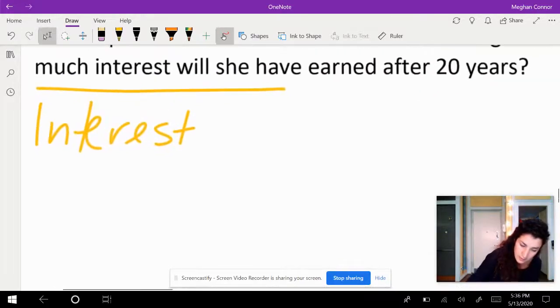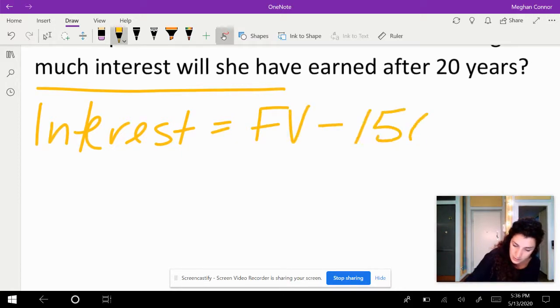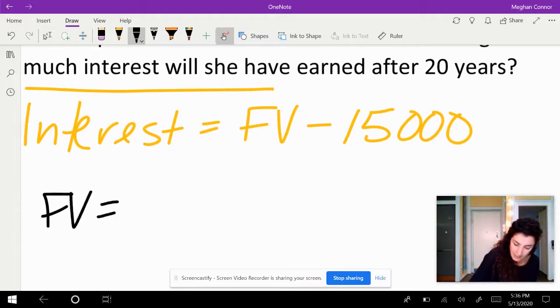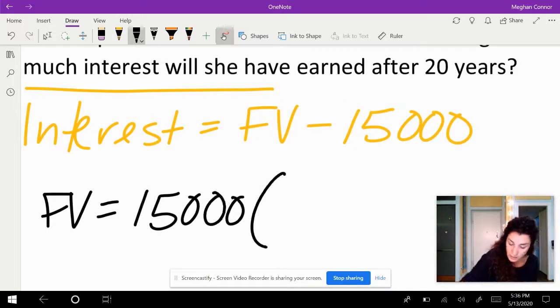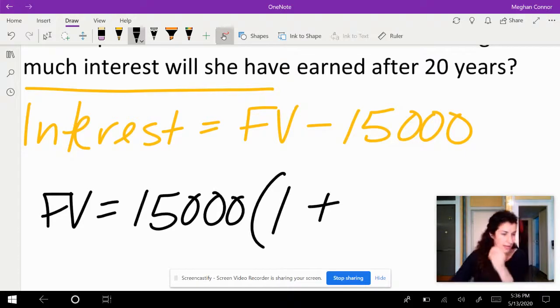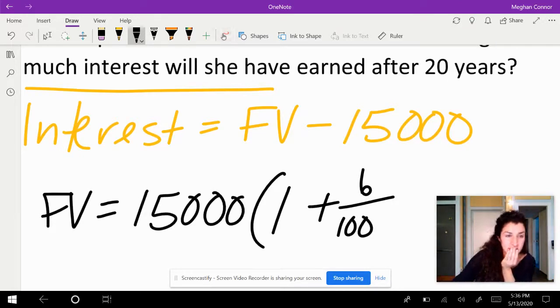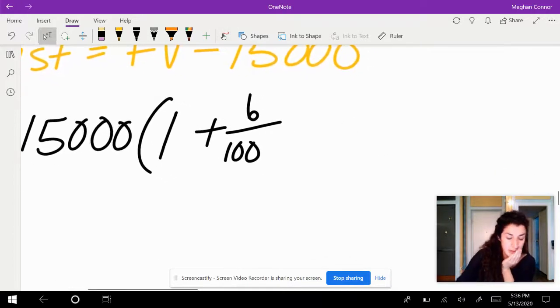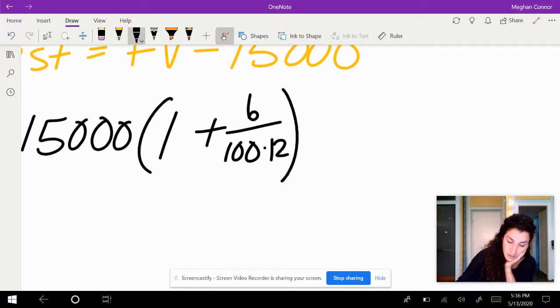Interest equals final value minus 15,000. Okay. So my final value is equal to my original value times 1 plus my interest rate, which is 6% over 100 times the compoundings, and it compounded monthly, so that's times 12, to the 12 times 20, because that's over 20 years.